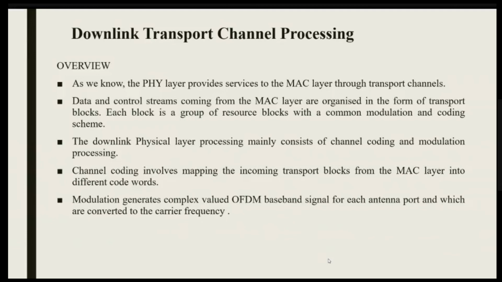The downlink physical layer processing mainly consists of channel coding and modulation processing. Channel coding involves the mapping of incoming transport blocks from the MAC layer into different code words. The modulation process generates the complex-valued OFDM baseband signal for each antenna port, which is converted into a carrier frequency so that it can be transmitted over the physical layer.